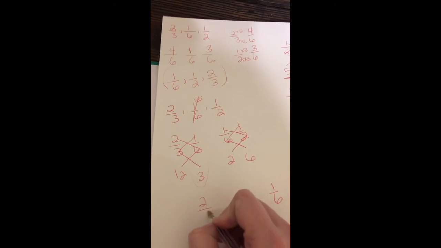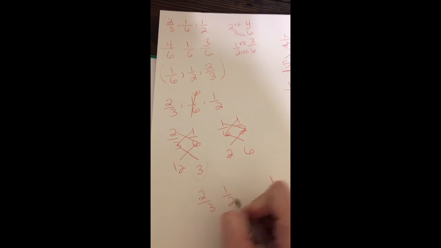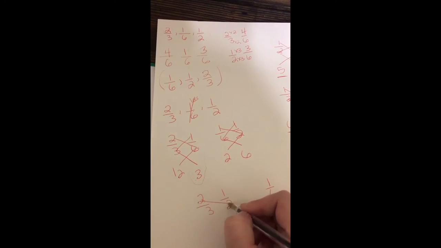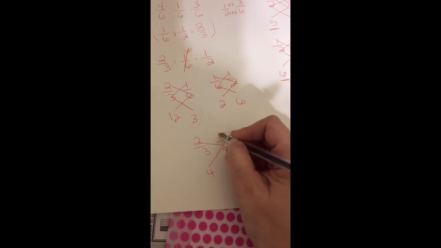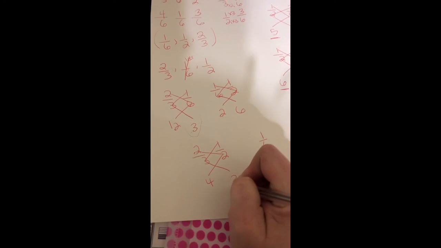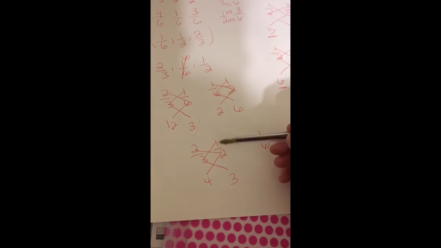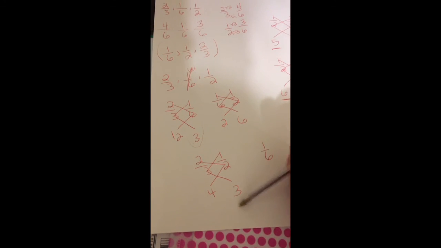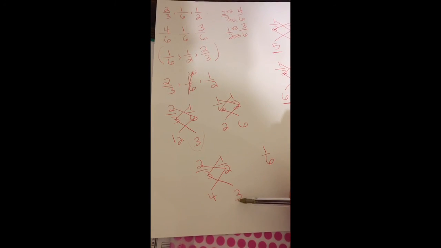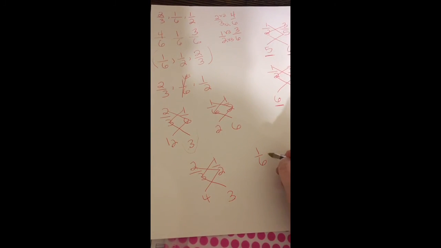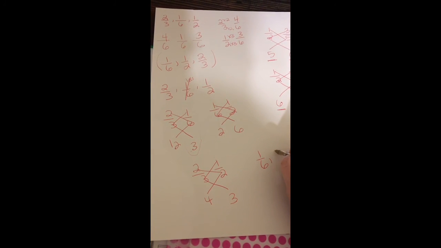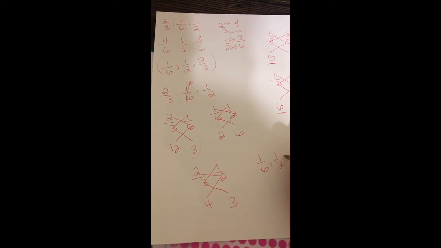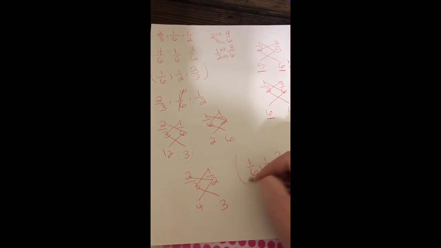So then you have 2/3 and a half. 2 times 2 is 4. 1 times 3 is 3. So then here, half is less than 2/3 because the 3 is less. So you would have 1/6, a half, and 2/3 from least to greatest.